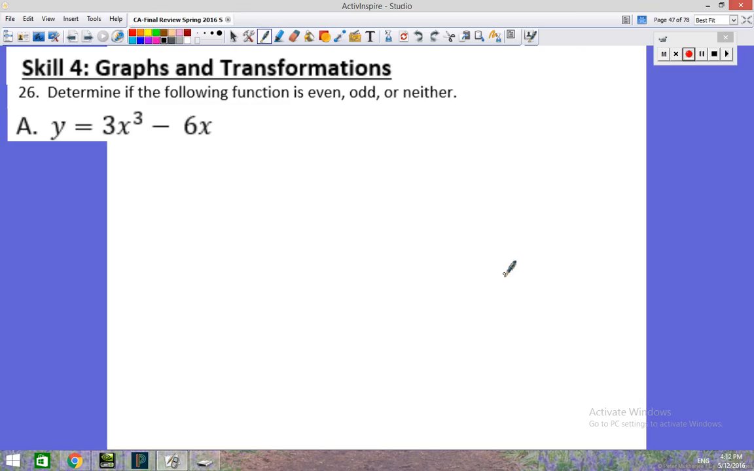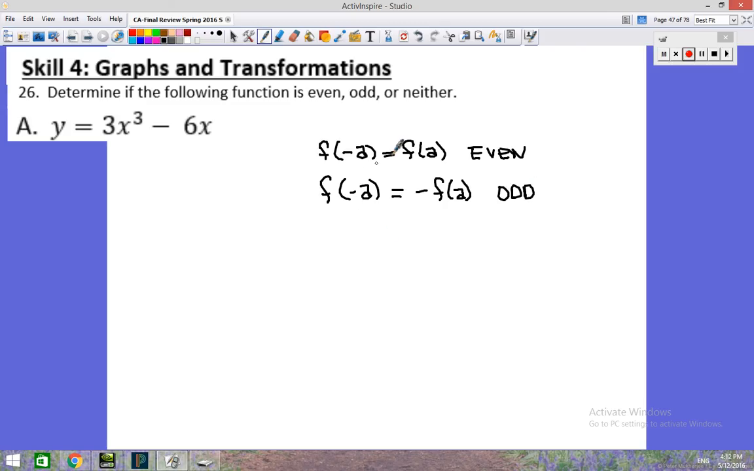All right, so determine if it's even, odd, or neither. Now, we had official definitions. If f of x is replaced with, we may have said a, and f of -a is equal to f of a, if that's a true statement, then this function f is an even function. If the opposite of a gives the opposite of f of a, then it's an odd function. If neither one of these equations is true, then it's neither.